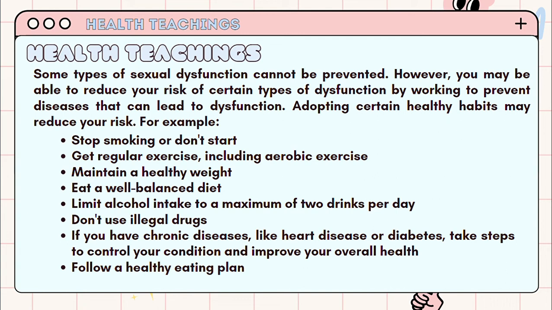encourage the patient to stop smoking or not start smoking. Encourage them to get regular exercise, including aerobic exercises. Encourage them also to maintain a healthy weight, eat a well-balanced diet, limit alcohol intake to a maximum of 2 drinks per day, don't use illegal drugs, and if they have chronic diseases like heart disease or diabetes, take steps to control the condition and improve overall health, and of course, encourage them to follow a healthy eating plan.